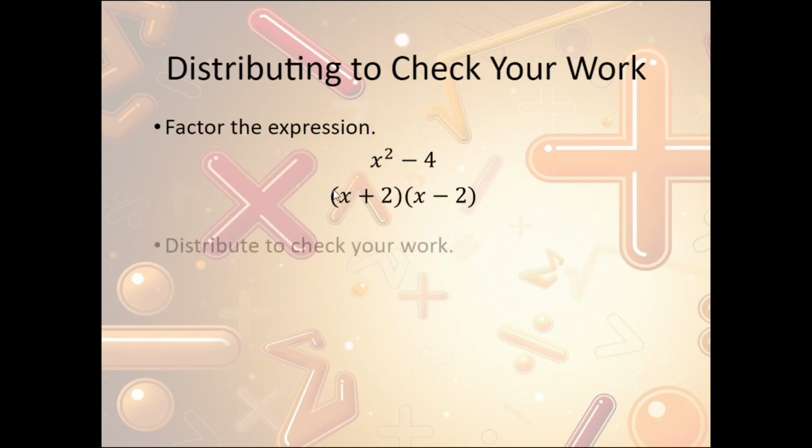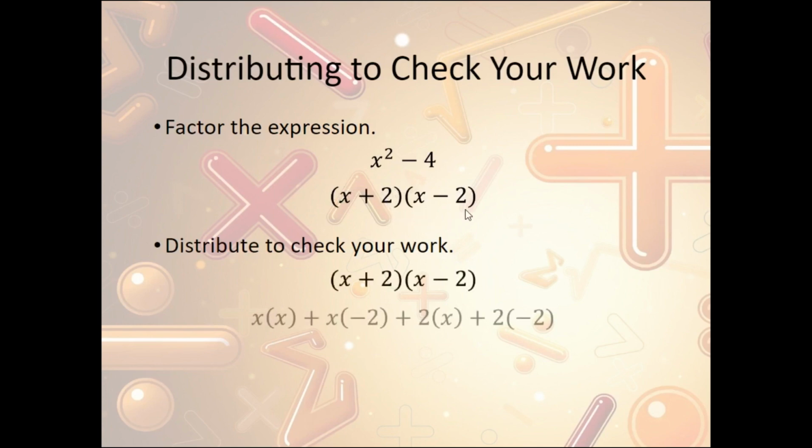So we're going to multiply x times x and x times negative 2, and then 2 times x and then 2 times negative 2. So we get x squared here minus 2x plus 2x minus 4. We combine our like terms. Negative 2x plus 2x is just 0, so this becomes x squared minus 4. So we did it correctly.